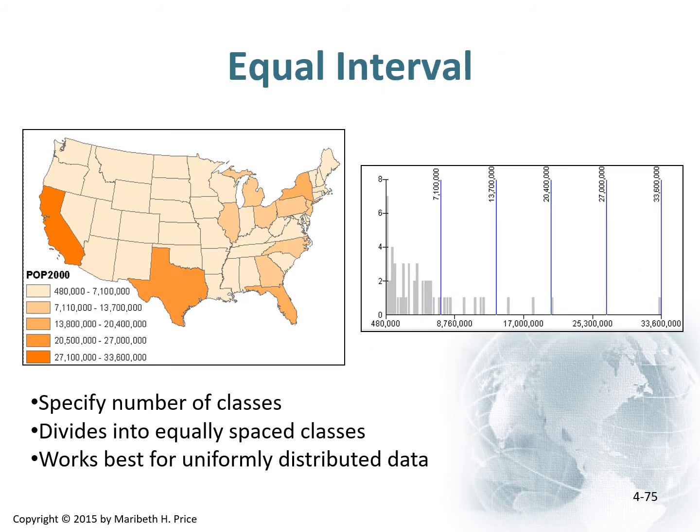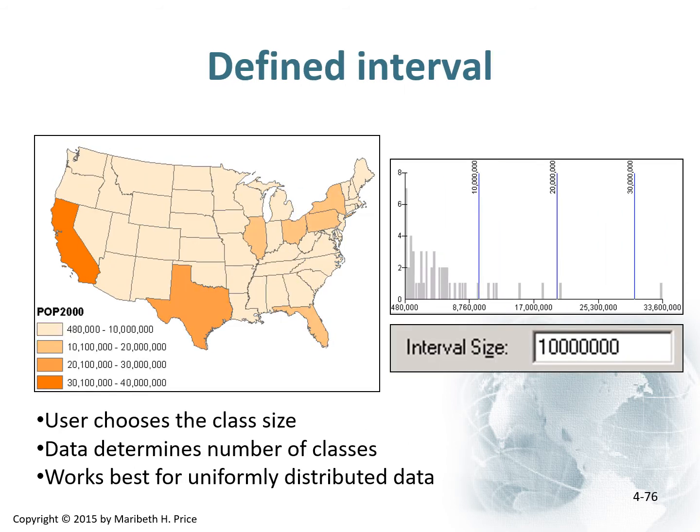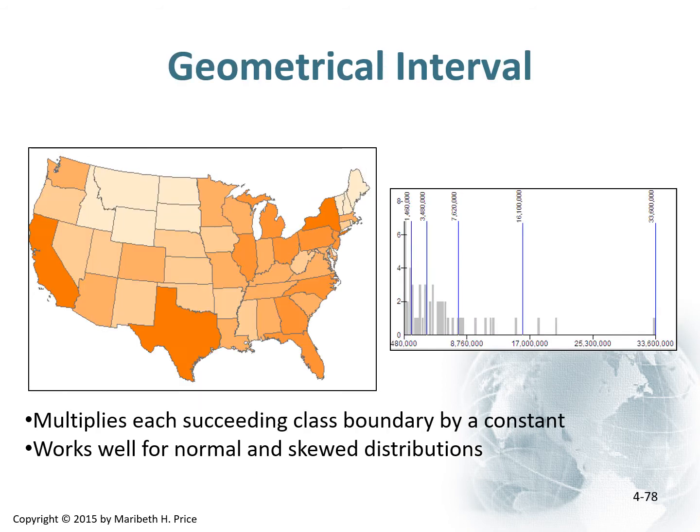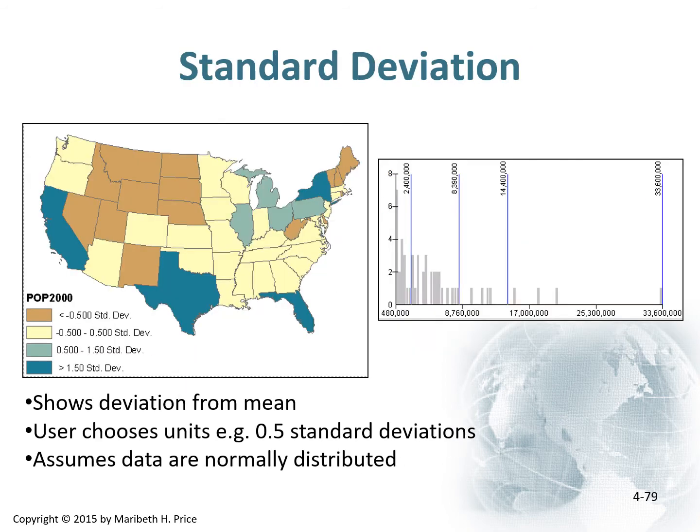Equal interval is just equally spaced intervals. Defined intervals is like a set thing. Quantiles. Remember with quantiles, you stack your data up from low to high, and then you create your classes so that you have the same number of features in each class. So if you've got 100 data points and 4 classes, you go from your lowest to highest: your first 25, your second 25, your third 25, your last 25. Geometric interval, math function. Standard deviation, stats function.